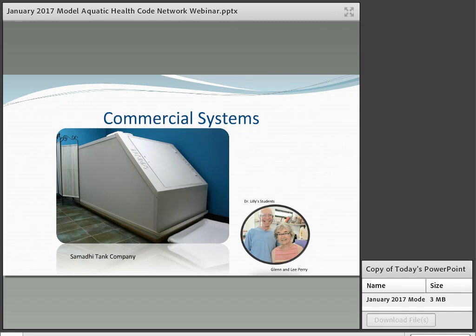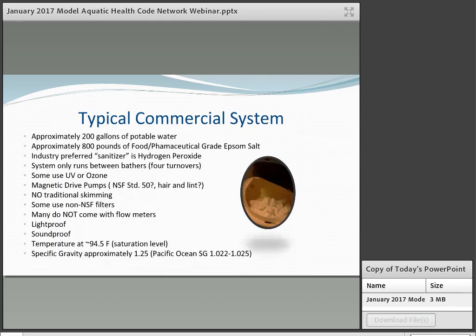So again, this is a Samadhi tank. Actually, this is not even a brand new one, because now some of the new ones have handles on the outside, so when you're getting in with that high step over height, you're a little bit safer. So we'll just explore a few of the different styles. So advance, please.